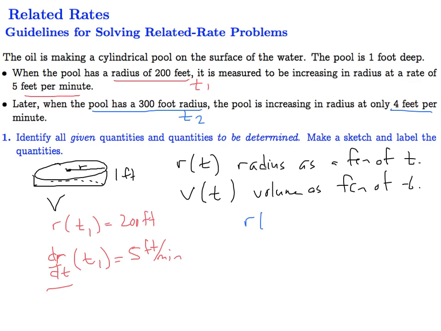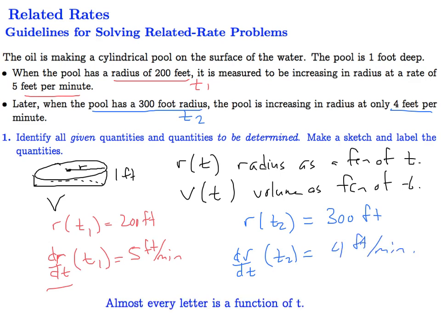So now we know that the radius at time t2 is going to be 300 feet, and we also know that the rate of change of the radius at this time is going to be 4 feet per minute. And so this brings up a really important point to think about. Almost every letter is a function of time. So the radius is a function of time, the volume is a function of time, and all these things are functions of time, so we can take their derivatives and talk about their rates of change because they are functions.